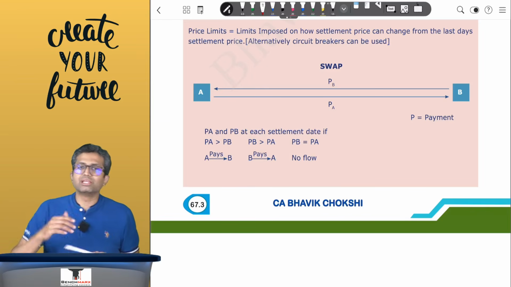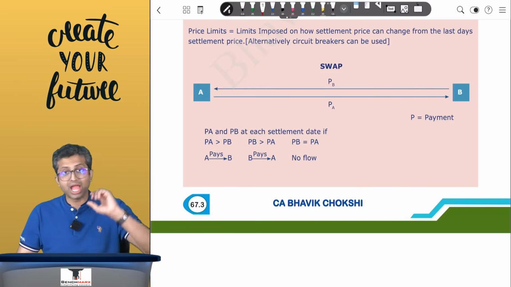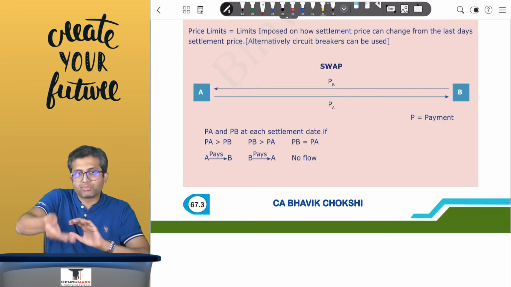Or if my rate is 10 and the SOFR becomes 15, then I have to pay you 10, you have to pay me 15, net 5% I will recover from you.